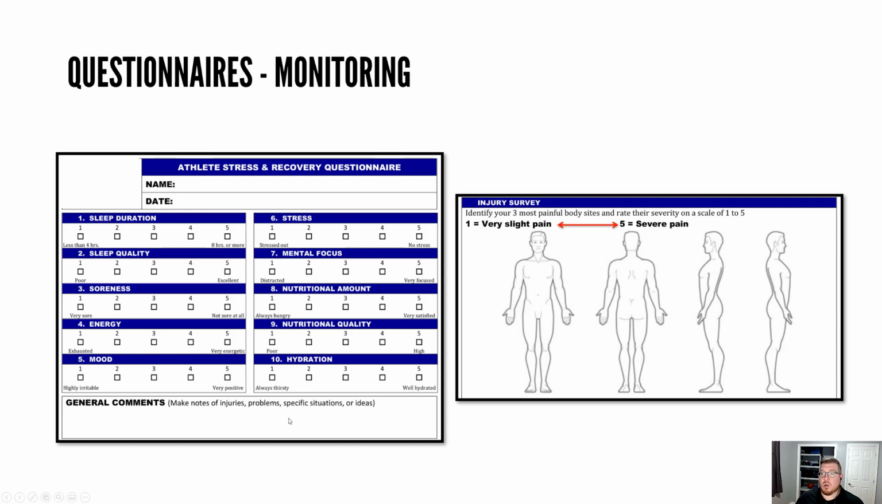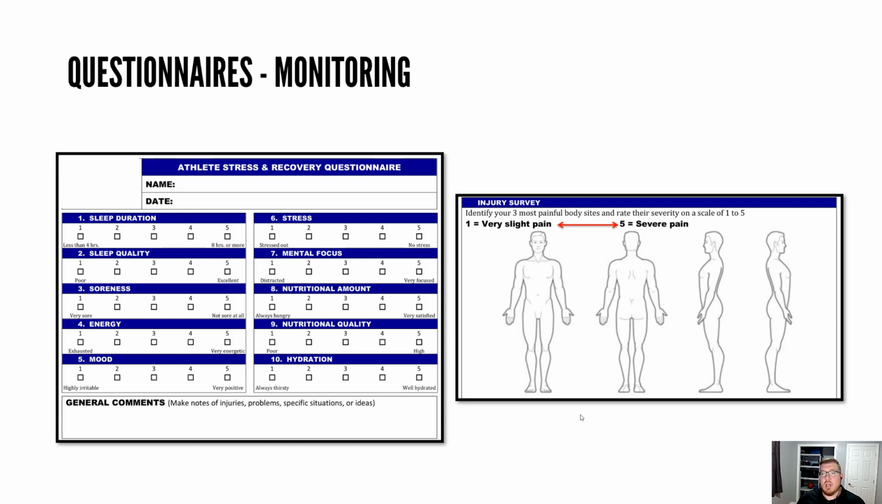Here they can make some general comments, and we can talk about any sort of pain on the diagram. They can circle, hey, I have shoulder pain, or I have knee pain, or my upper back's hurting, or my ankle's hurting. This just gives us more information that we can use to better drive decision making within our programming.